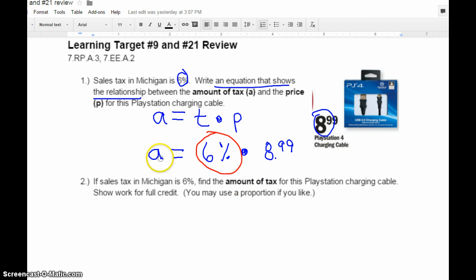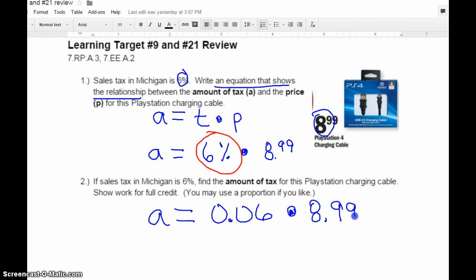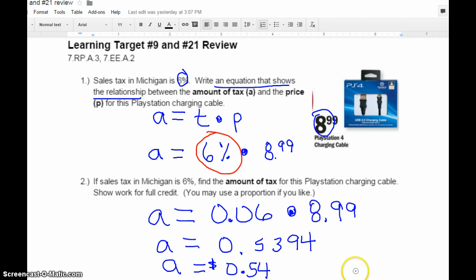We've already got the equation, so we could do A equals 6%, that's 0.06, times 8.99, and we get A equals 0.5394, and since this is a dollar value, we'd round it up. Look at that label. Gotta have a label. To 54 cents. So tax is 54 cents. You can solve it that way.